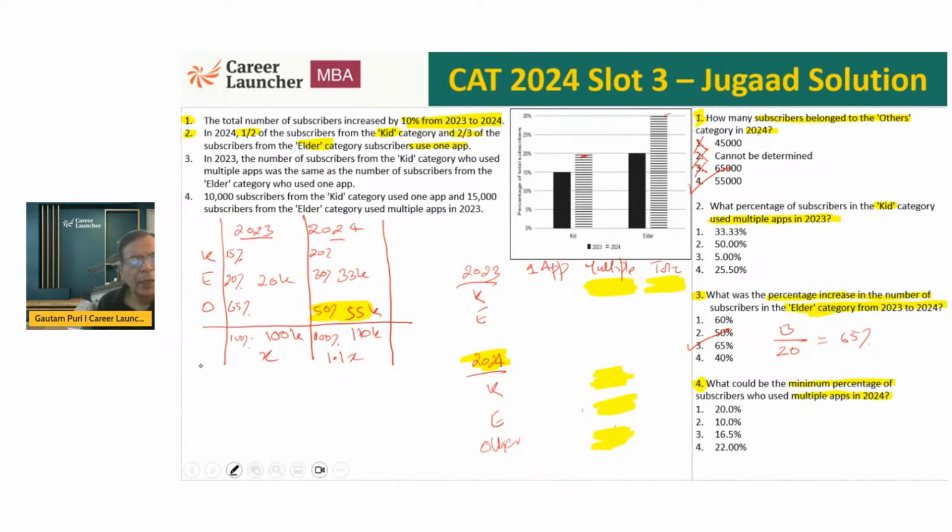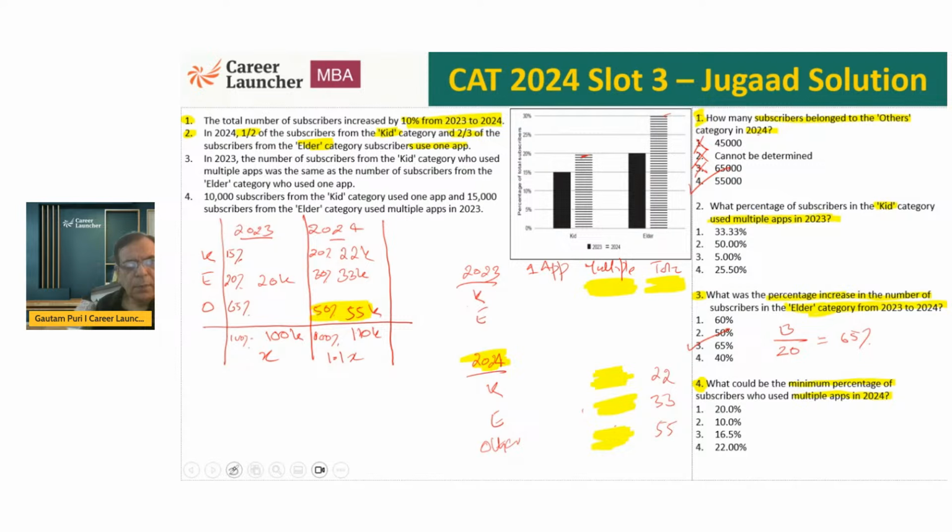What does it say? In 2024, half the subscribers in the kids category. So what is the number of subscribers in 24 in the kids category? In the kids category, it is 22,000. 20% of 110. So this is 22. Elders is 33 and others is 65. Others is 55, sorry.